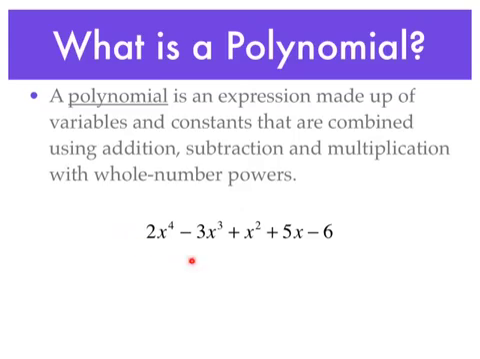So this right here is an example of a polynomial. Notice you've got some x's in there. You've got some pieces that are separated with pluses and minuses. You've got exponents. You don't always have to have exponents in polynomials, but you often do. And that's really it. That's what a polynomial is.